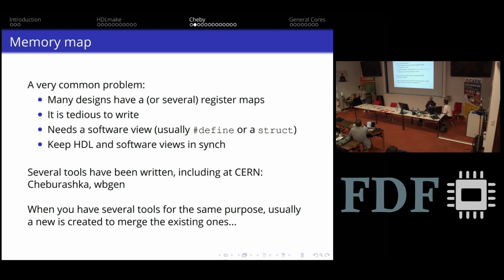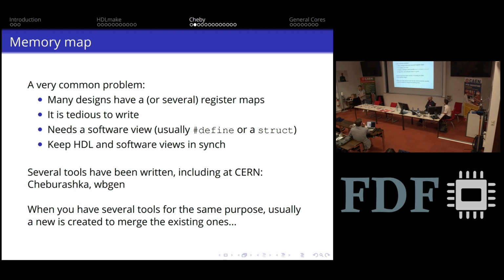Writing these registers inside the memory map is already a little bit tedious because it's almost always the same code. And you want to have the hardware view, so the HDL file, and the software view, which is either the address of each register or a struct in C, which represents the whole memory map. And of course, they both must be in sync, otherwise problems will arise.